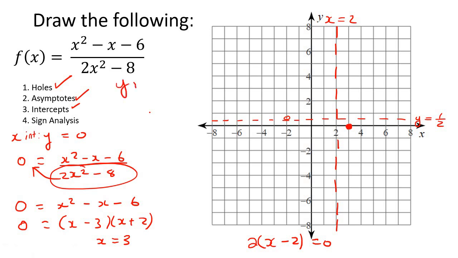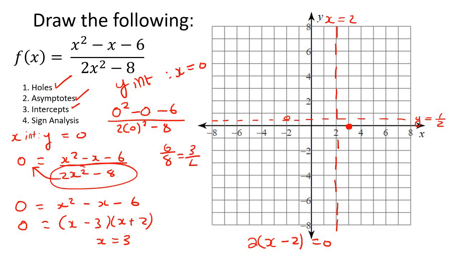To find the y-intercept, we make x equal to 0. So you can make all of these x's equal to 0. So you're going to get 0 squared, take away 0, take away 6, over 2 times 0, take away 8. And so you're actually just going to be left with 6 over 8, which simplifies to 3 over 4, which is approximately 0.75. So that's about there.